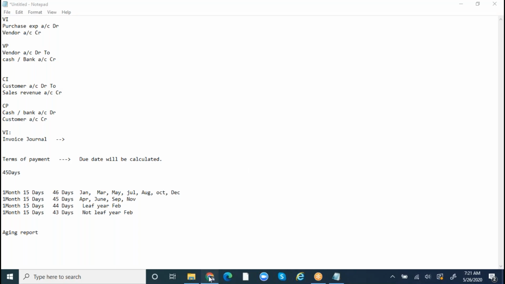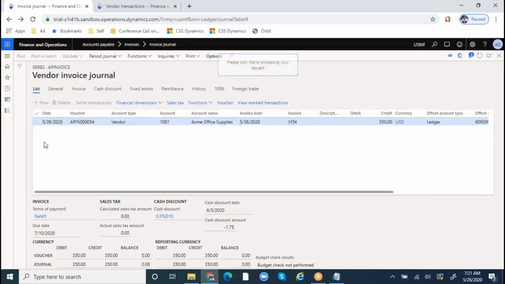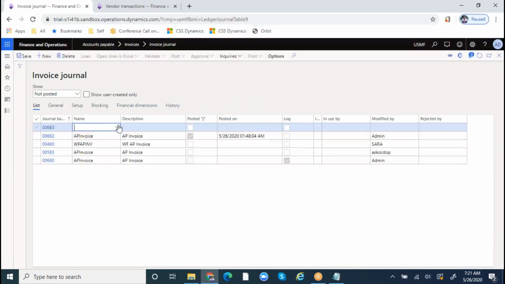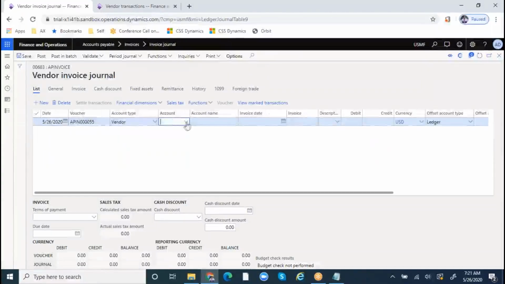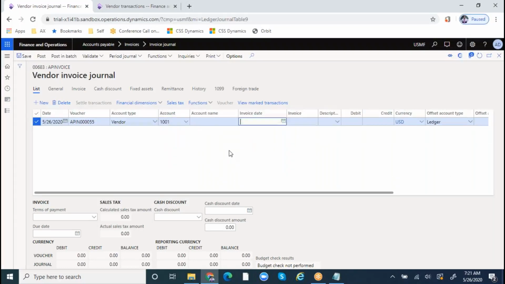Okay, fine. So let us do the transaction. Let us understand. Sure. So now I am doing an invoice. AP invoice lines. Today I have received an invoice. I'm doing a vendor, once again the same kind of vendor.